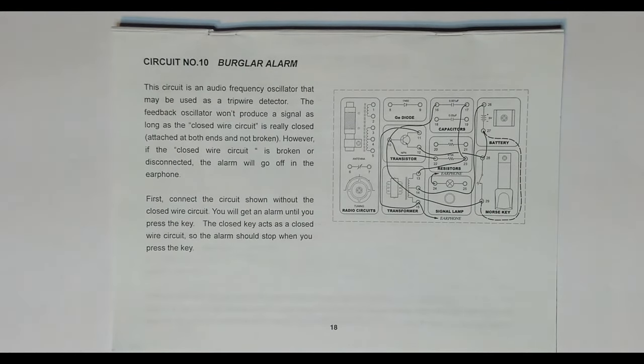So, as I said, circuit number 10, burglar alarm. This circuit is an audio frequency oscillator that may be used as a tripwire detector. The feedback oscillator won't produce a signal as long as the closed wire circuit is really closed, attached at both ends and not broken. However, if the closed wire circuit is broken or disconnected, the alarm will go off in the earphone. First, connect the circuit shown without the closed wire circuit. You will get an alarm until you press the key. The closed key acts as a closed wire circuit, so the alarm should stop when you press the key.